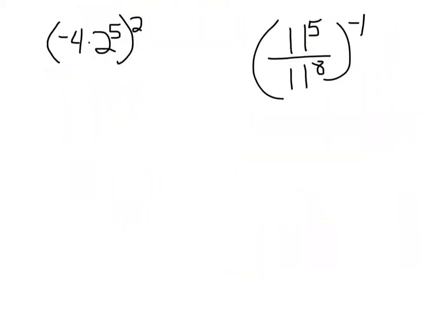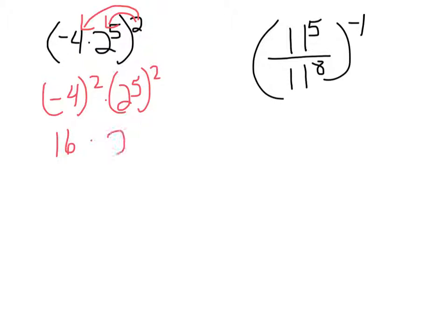Let's take a look at these two examples. The first example, negative 4 times 2 to the 5th, all raised to the second. Remember that this exponent must go to the negative 4 as well as to the 2. So you will have negative 4 to the second times 2 to the 5th, also to the second. Negative 4 squared would give you 16 times 2 to the 10th, because 5 raised to the second power would be 10. So when you multiply that out, you would get 16,384. Remember, you can put that straight in your calculator and get that answer as well.